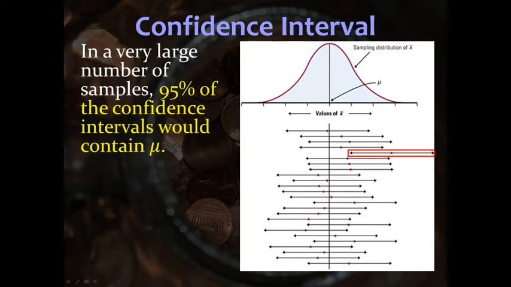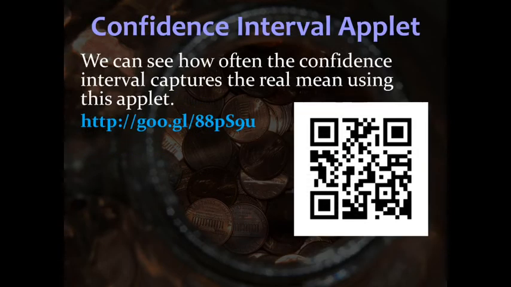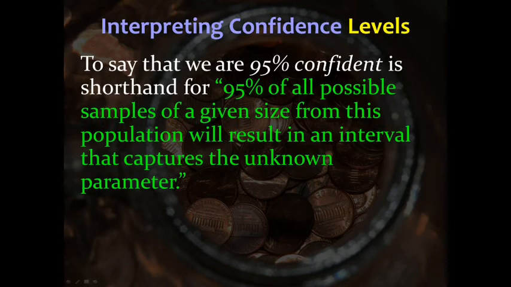So in a very large number of samples, 95% of the confidence intervals would contain the population mean mu. This is the applet that I just showed, so if you want to play with it on your own, you may do that. Now, to interpret confidence levels, we say we are 95% confident, which means 95% of all possible samples of a given size from this population will result in an interval that captures the unknown population parameter.